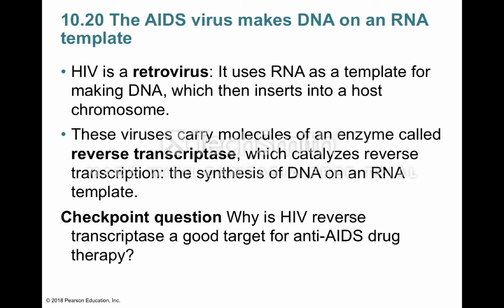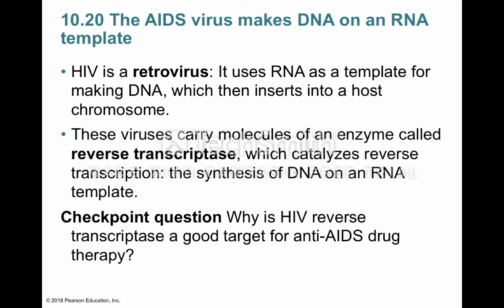Okay, so what's HIV? HIV is a retrovirus. Retro means going back, right? So it uses RNA instead of DNA. It uses RNA as a template to make DNA, which then inserts itself into the chromosome. So it's not DNA transcribed to RNA, it's RNA which is used as a template to transcribe to DNA. So totally different. That's why it's called a retrovirus.